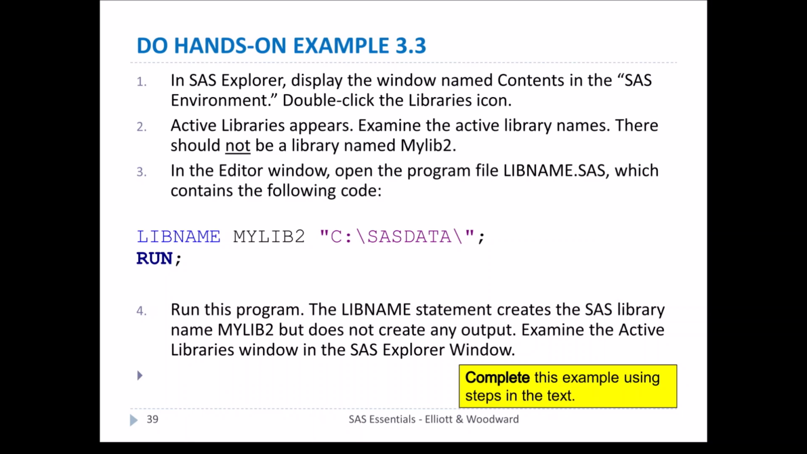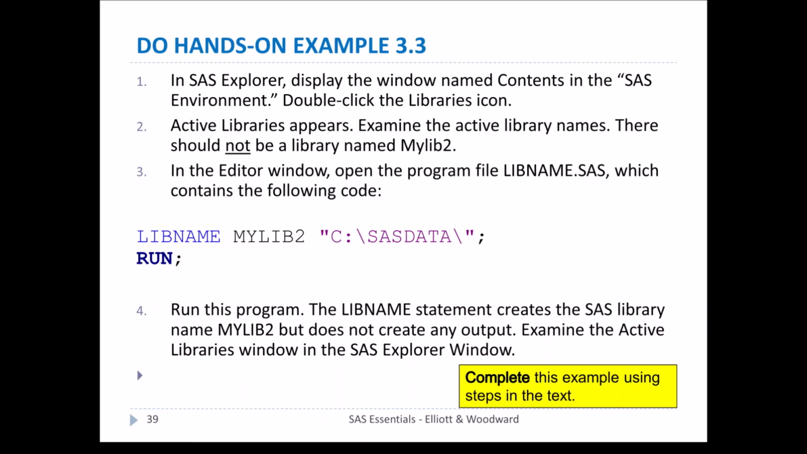So in the editor window, I want you to open up the program file called libname.sas, and it contains the following code. And we should now recognize this. The code says libname, MyLab2, and then a location. So this is going to create a library called MyLab2. When we run this program, the libname statement creates the SAS library named MyLab2, but it doesn't create any output. It just creates the link or the shortcut to the library.